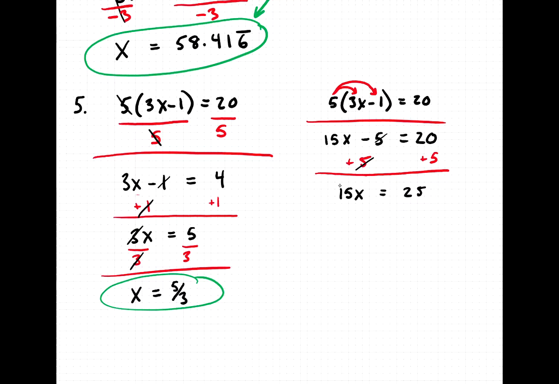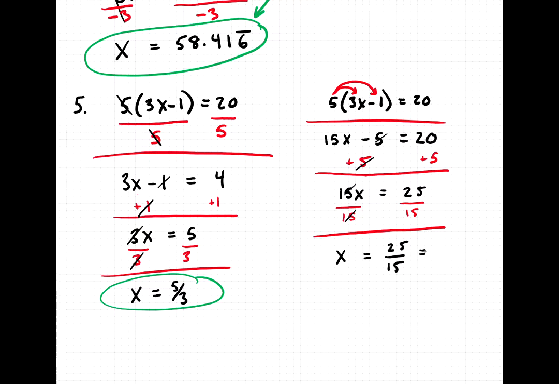Okay, now to isolate the x, we have times 15. We want to reverse that. We could cancel that off with a divide by 15. So we'll divide both sides by 15. The times 15, the divide by 15, they cancel, and we're left with x by itself, which is what we want. And we have 25 over 15.